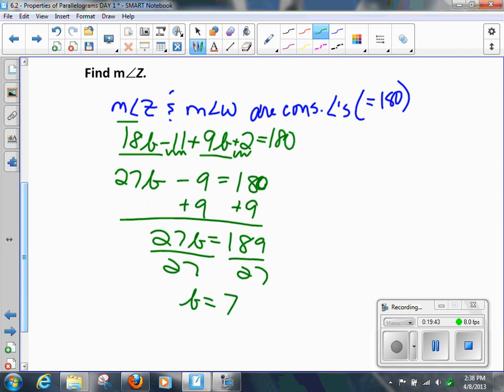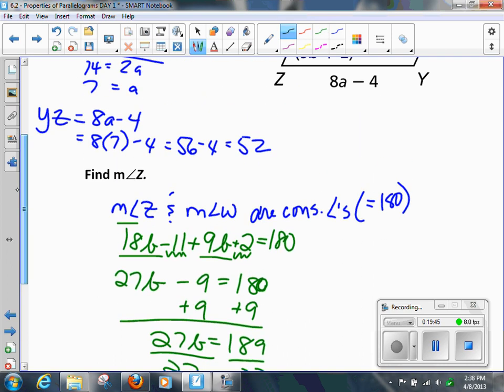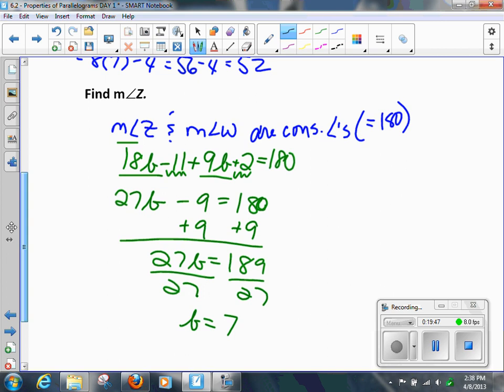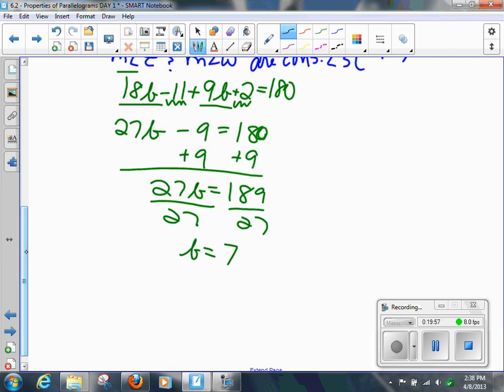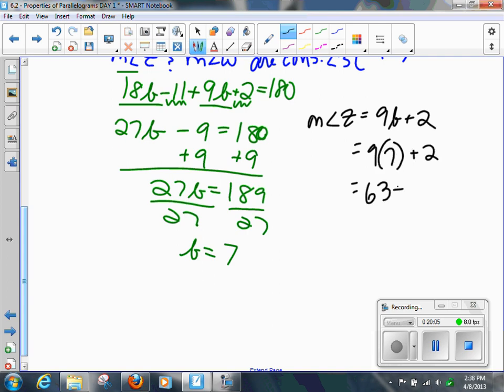Is that what it asked for? Nope, it asked for what? Now, where do you think 7's going to be? It'll be the first one. It'll be the very first one. We're asked to find the measure of angle Z, which is 9b plus 2, isn't it? 9 times 7 plus 2, which is 63 plus 2, which is?